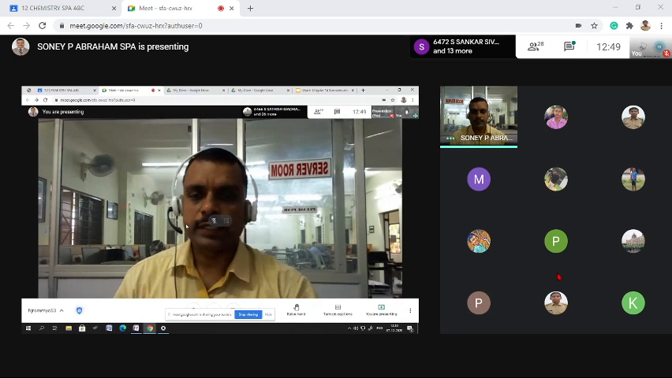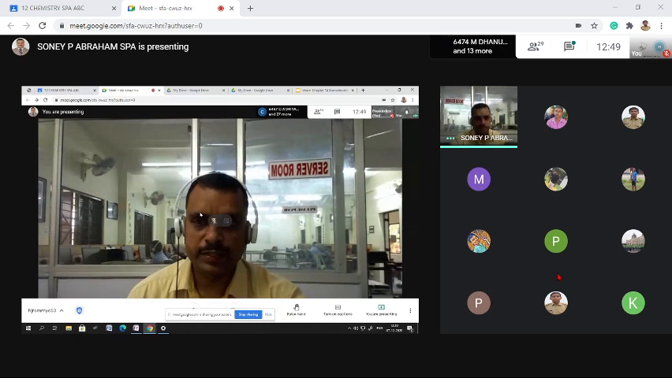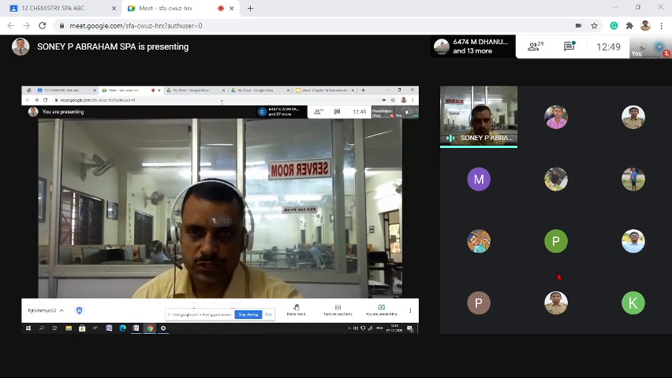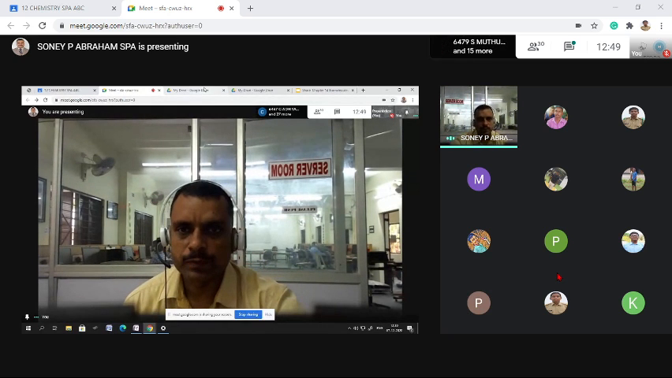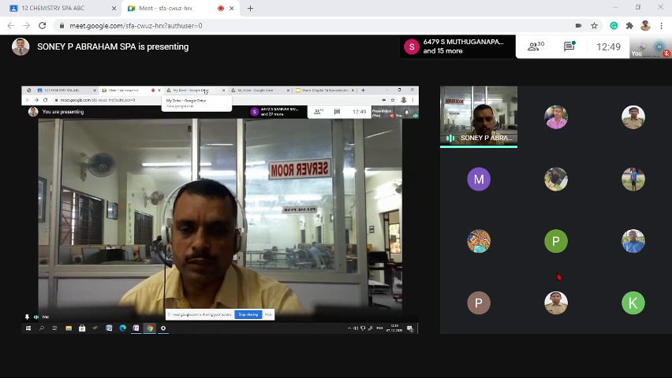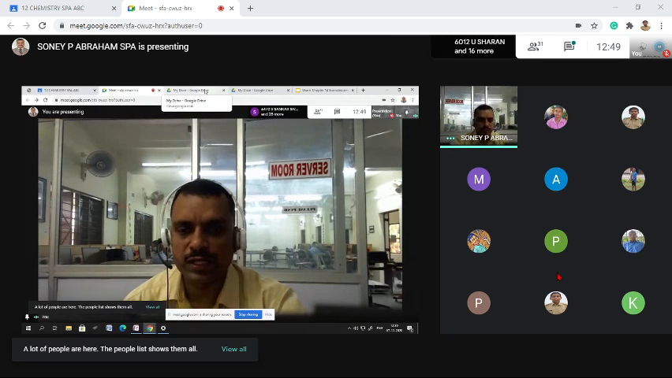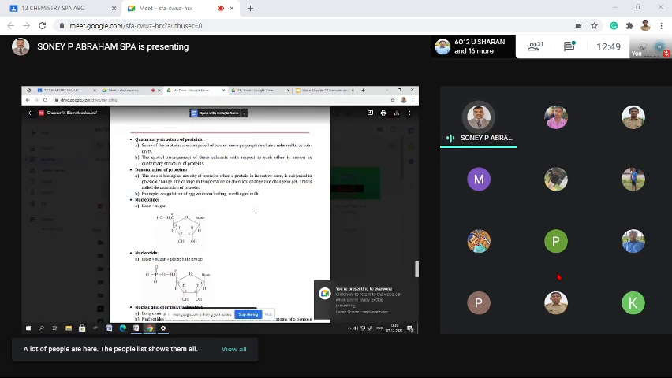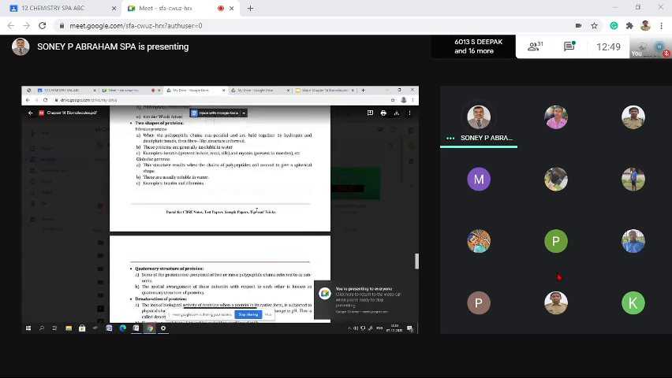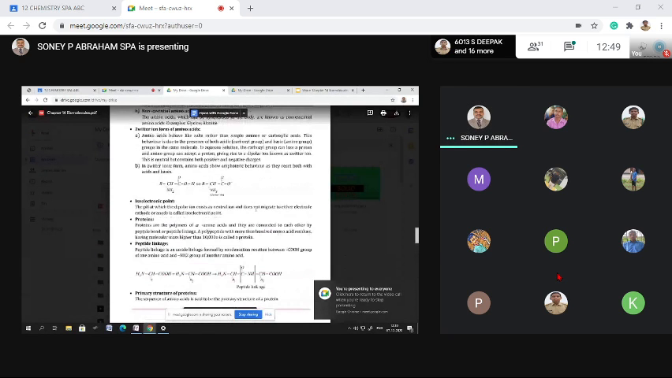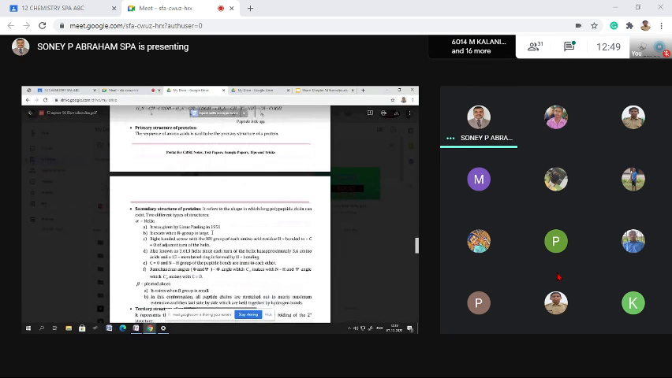So we'll continue with the topics that we were discussing in the morning. We were discussing the structure of proteins. The structure of proteins was discussed in 4 different levels: primary, secondary, tertiary, and quaternary. We'll have a quick glance through that. Primary structure is a sequence of amino acids.